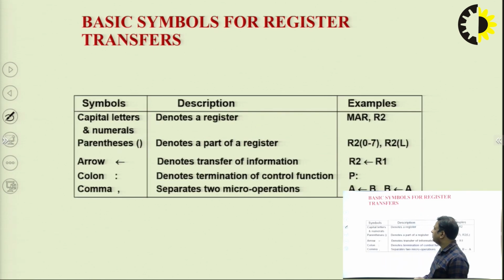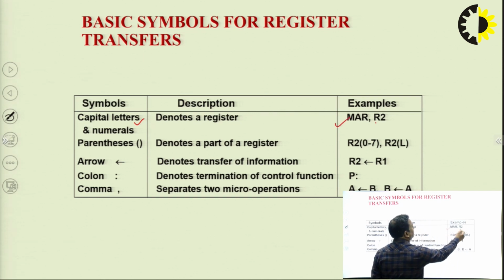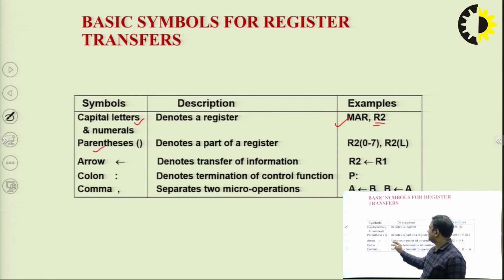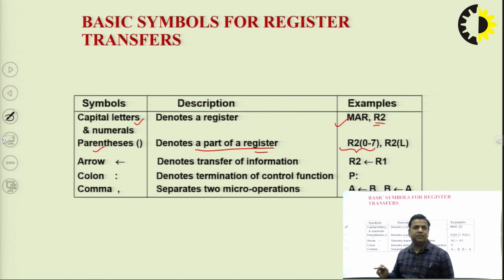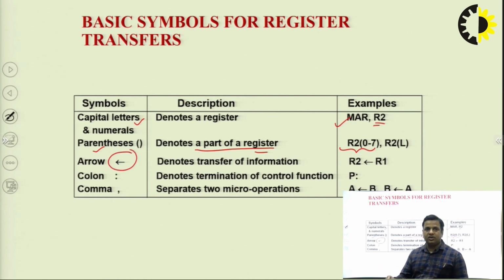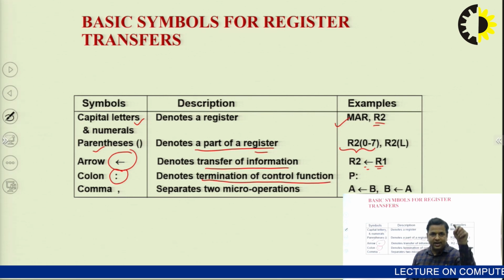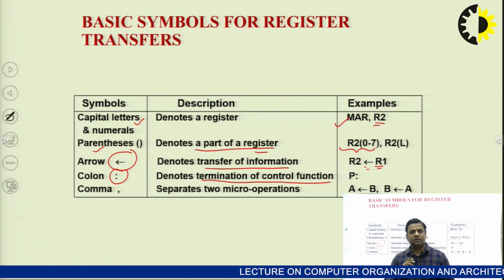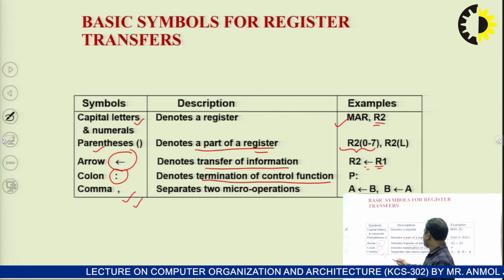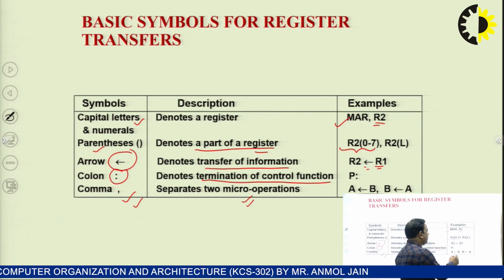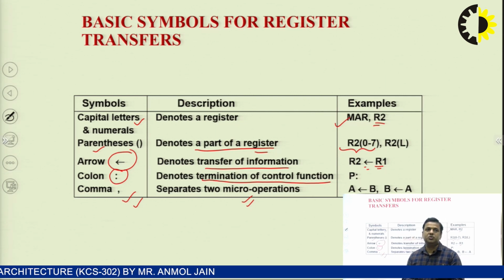So this is the overall summary of the register transfer language, the symbols we use. We use capital letters like MAR, R2, these are examples. We use parentheses to denote a part of a register, like R2(0-7), meaning it is an 8-bit register. R2(L) represents the lower side bits. We use an arrow to denote the transfer of information, that the contents of R1 are going to be transferred into R2. A colon denotes the termination of the control function. A comma is used to separate two operations or microoperations, like A comma B, B comma A. So these are the different symbols we use to write the register transfer.